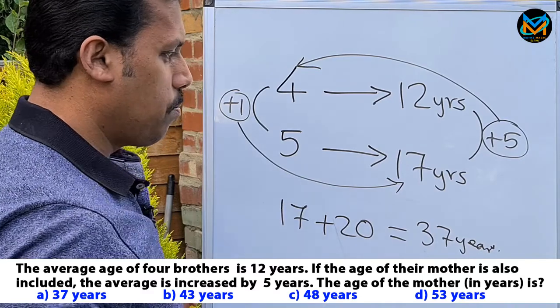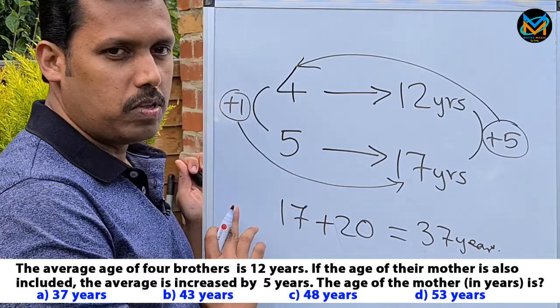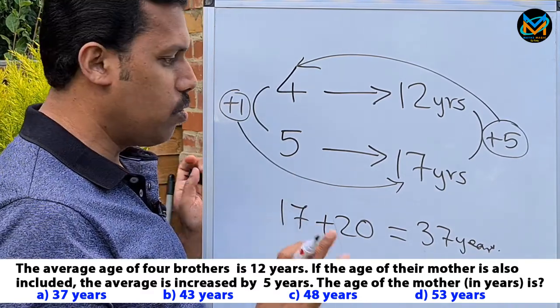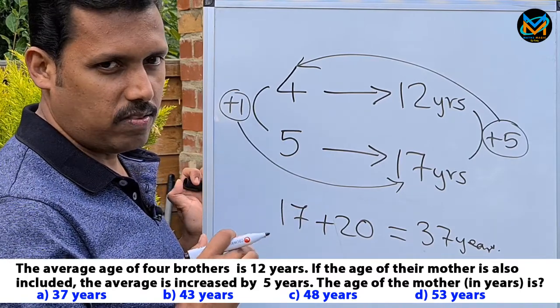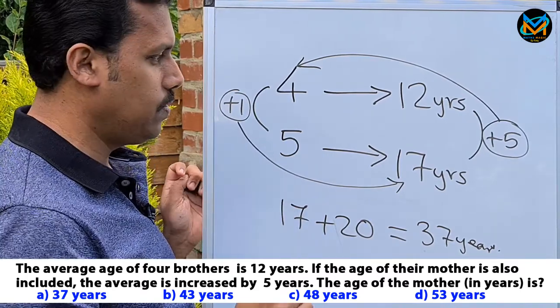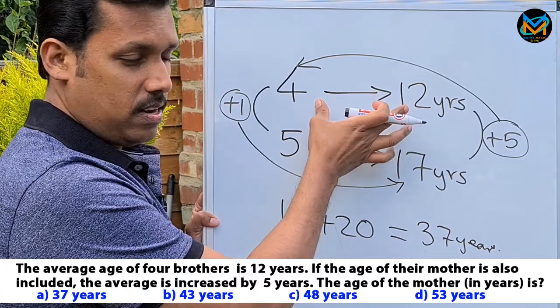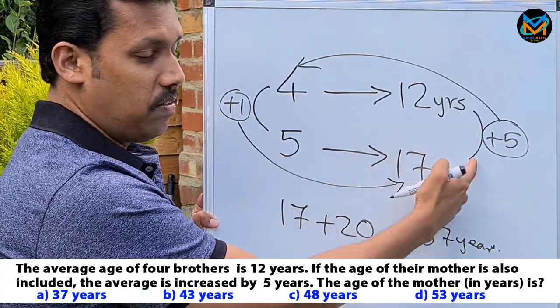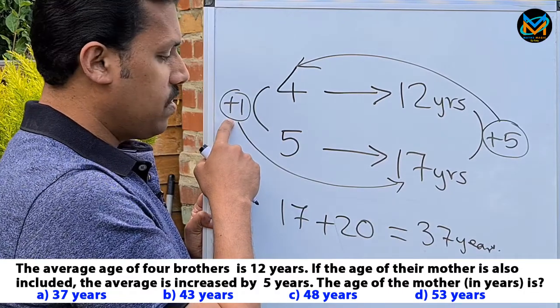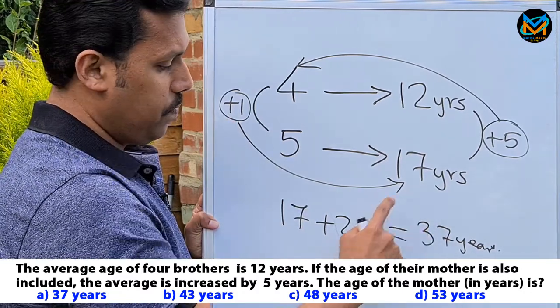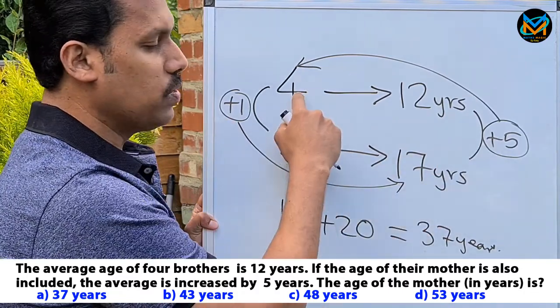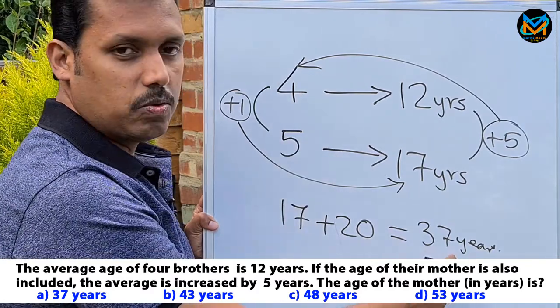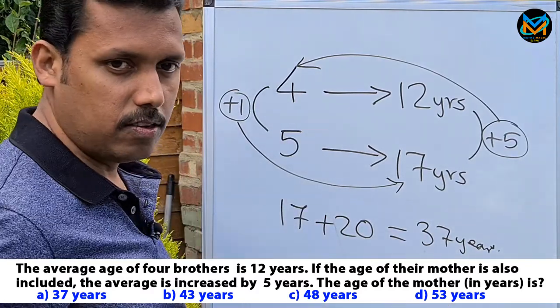So very simple. You use the same trick in all average questions, and you will get the answer very quickly. You only need 5 seconds. You don't need to carry on doing all the calculations. First, write the question, put the numbers on a piece of paper, find the difference here, find the difference here, multiply this difference with the right number, plus multiply this difference with this number, and add them. You get the age of the mother in this question.